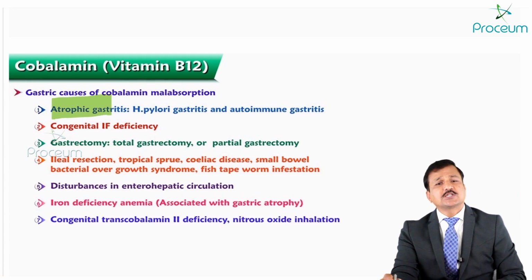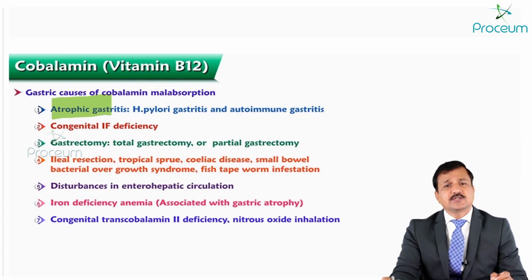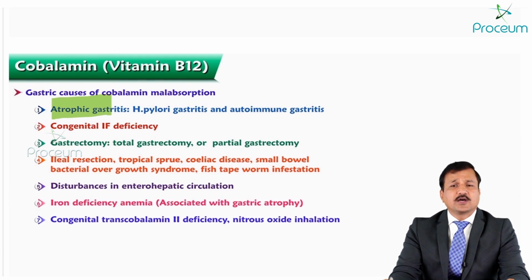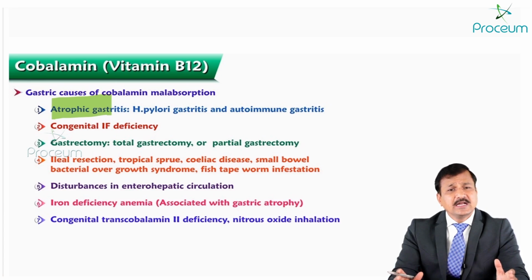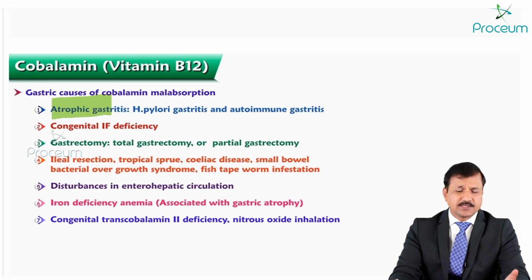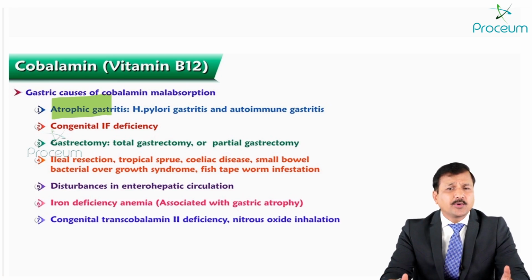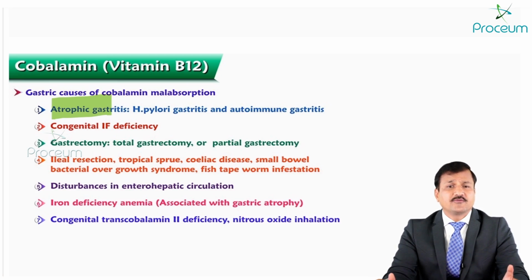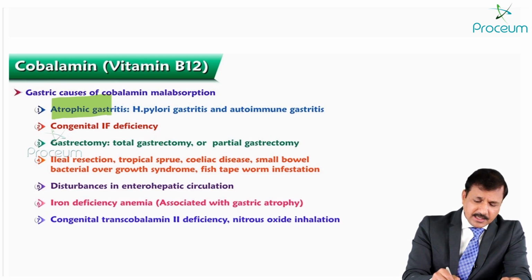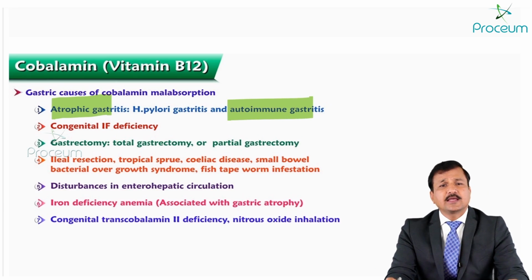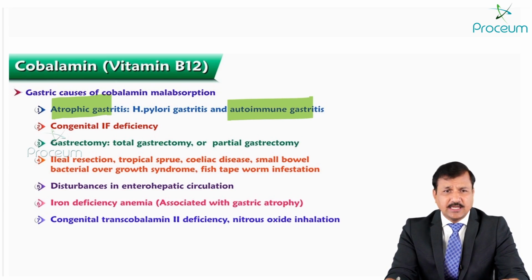Here, H. pylori infection leads to atrophy of the parietal cells and chief cells, so there is a decrease in acidity in the stomach and a decrease in the synthesis of intrinsic factor, which will lead to decreased cobalamin absorption, because intrinsic factor is important in the absorption of cobalamin from the terminal ileum by binding to the cobalamin receptor. Or it can be autoimmune gastritis, like what is seen in pernicious anemia.